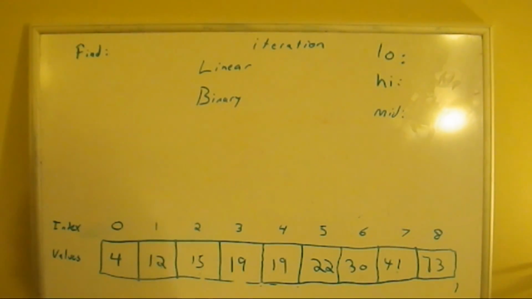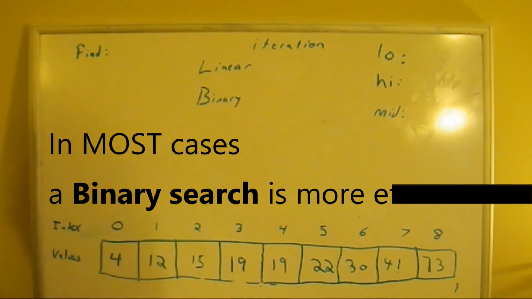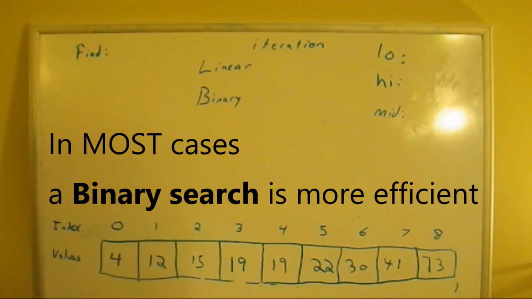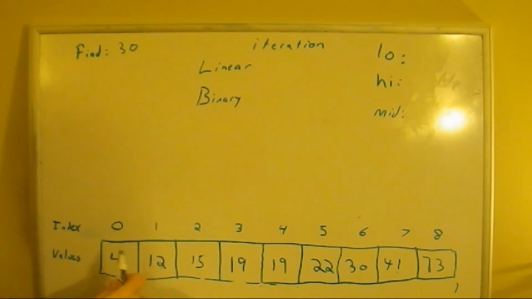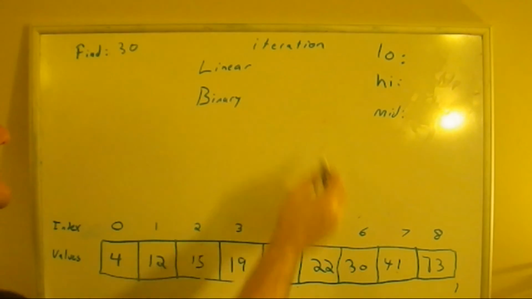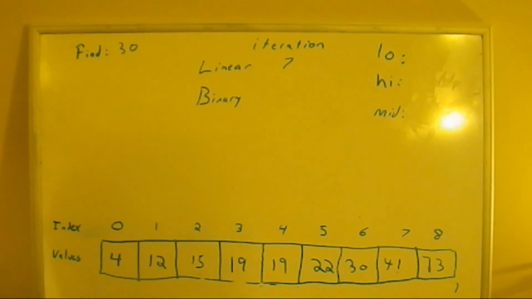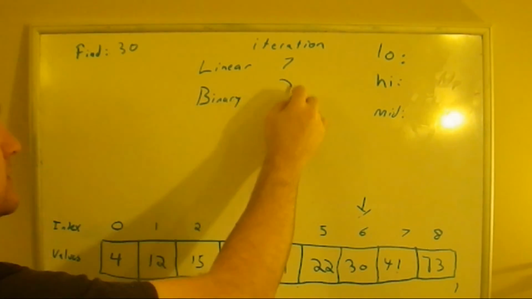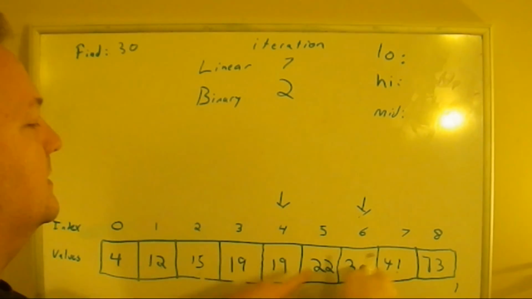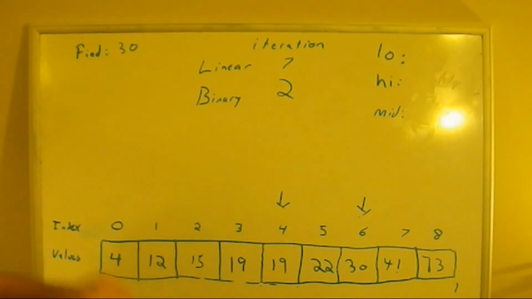The last thing I wanted to point out is about the efficiency of searching. You'll notice that in most cases a binary search is more efficient than a linear search. If I wanted to find 30 using a linear search, it would take me 1, 2, 3, 4, 5, 6, 7 iterations. If I wanted to find 30 using binary, it would take me 2 iterations. I'd split it in half, find my midpoint, find it right there. It would take me two chances to find it.